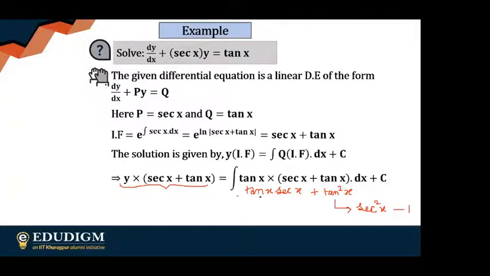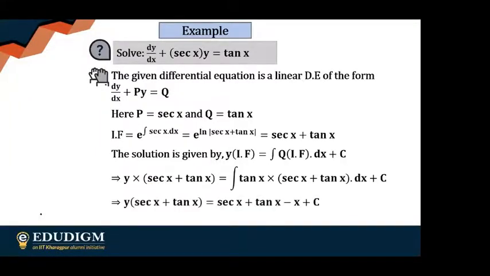So I know that this will give me sec x on integration, this will give me tan x, and also minus 1 will give me minus x. So the integration is fairly simple here, but of course a good practice. So this is what you're going to get. All right, so I hope this is okay with all of you.